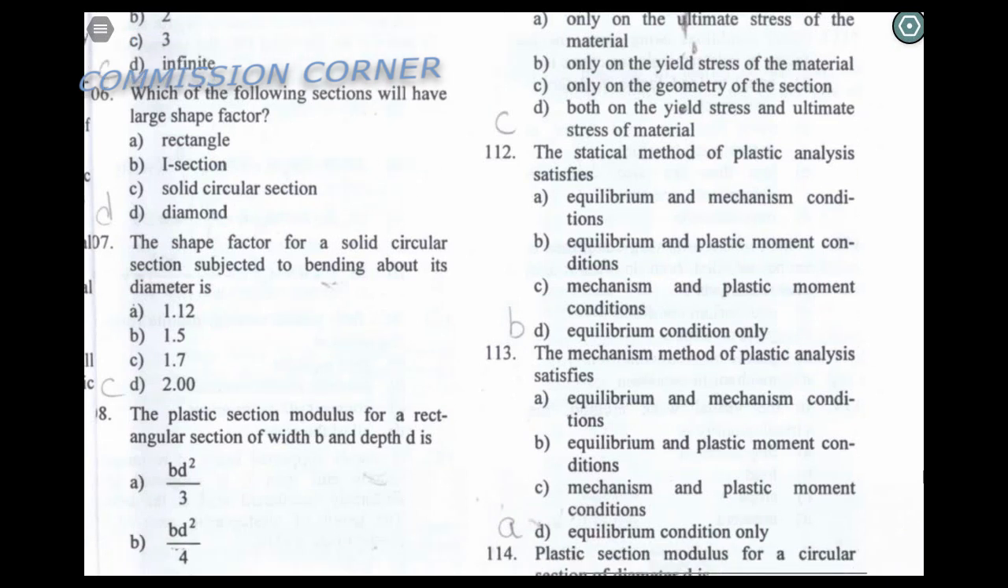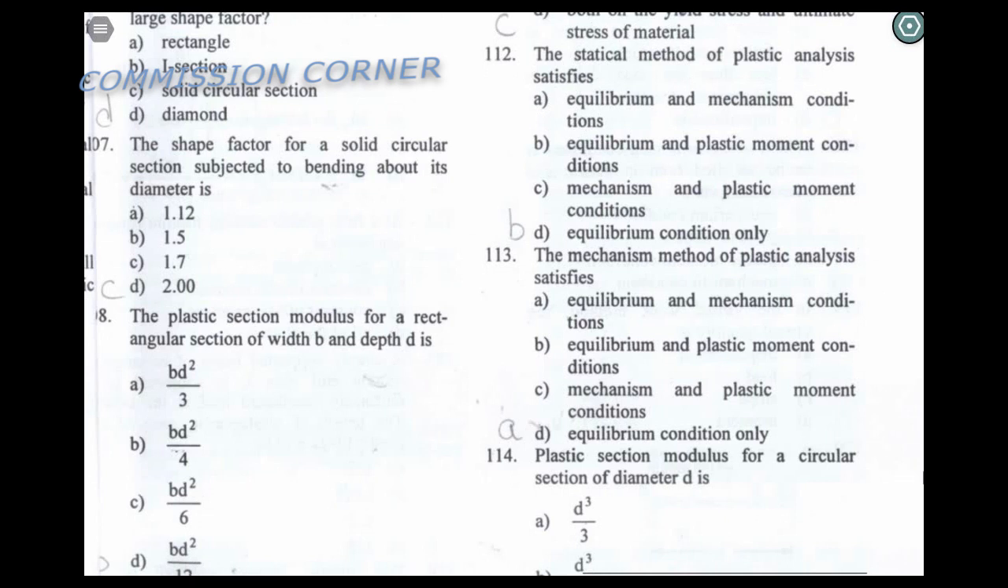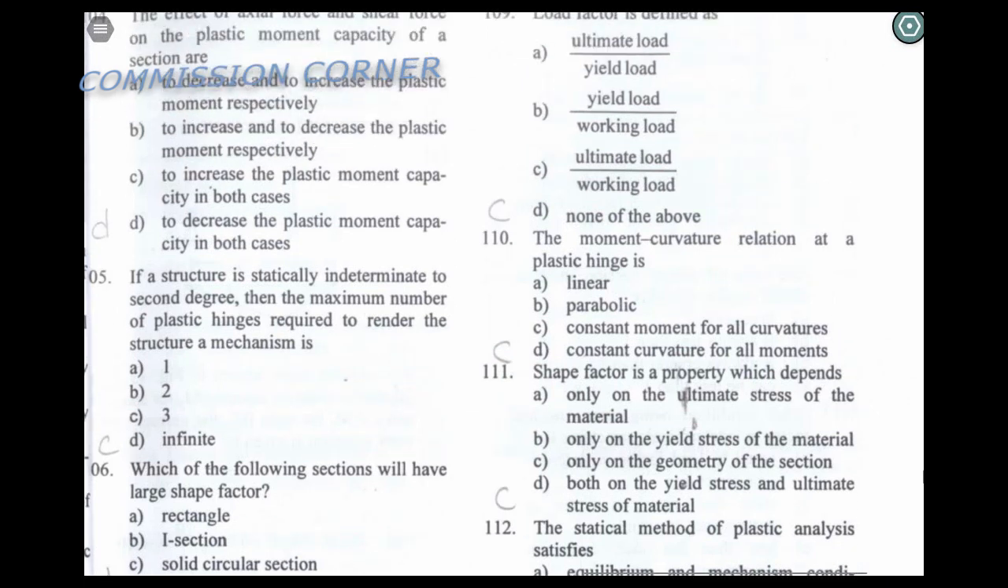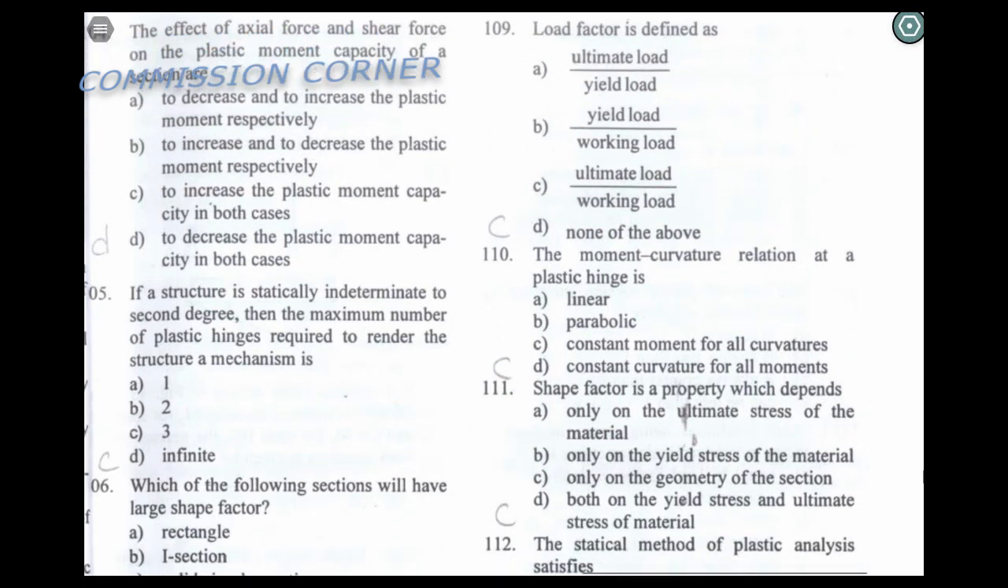Next question number 108. The plastic section modulus for a rectangular section of width B and depth D is, option number B is the answer for this, BD square upon 4. Next question number 109. Load factor is defined as the ultimate load upon working load. Option number C is the correct answer for this. जो हमारा लोड फैक्टर है वो डिफाइन होता है एज अल्टीमेट लोड अपॉन वर्किंग लोड.